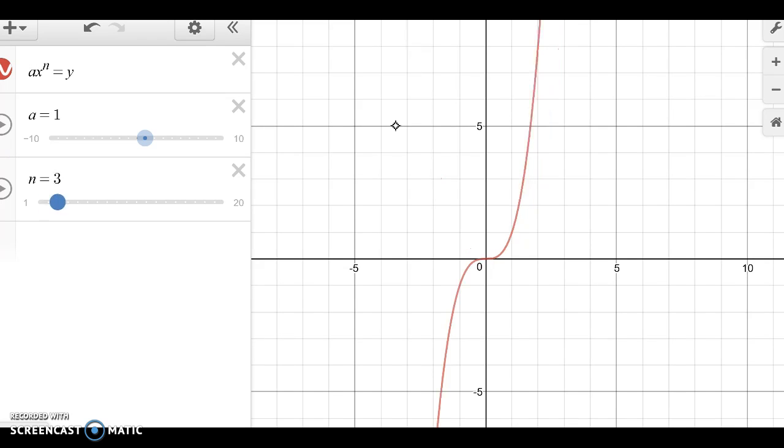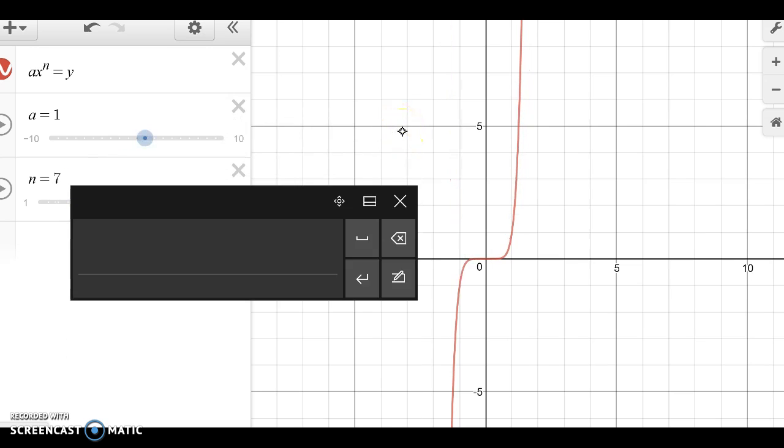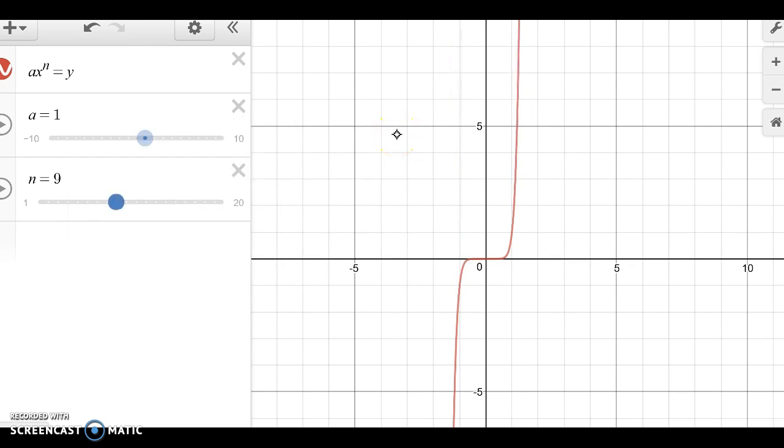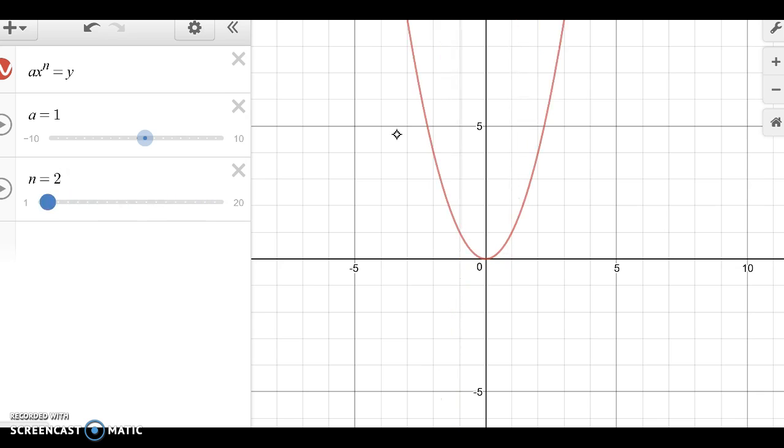If I have a third degree, it's going to look like this, cubic. Fourth degree is quartic. Fifth degree, sixth degree, seventh, eighth, ninth, 10th, 11th, 12th, 13th, and so on and so forth. You should start to see a pattern with what these graphs are going to look like. This link's on your note sheet for you to take a look at. Now, that's if I change the exponent n.